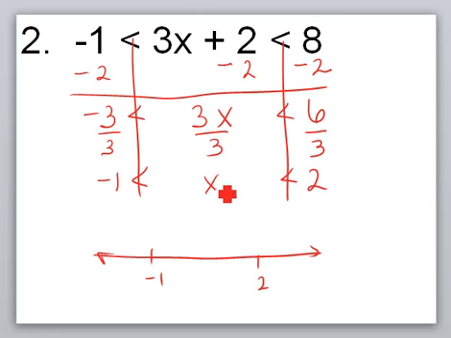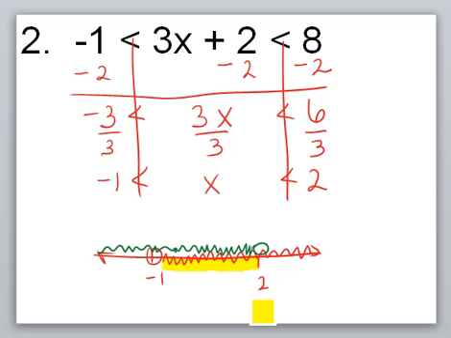This one says that x is greater than negative 1. Remember, our variable is not on the left-hand side here, so we actually have to think opposite. So it's x is greater than negative 1. Greater than negative 1 would be this direction. This says x is less than 2, so I'd have an open dot on 2, and I'd be shading to the left.